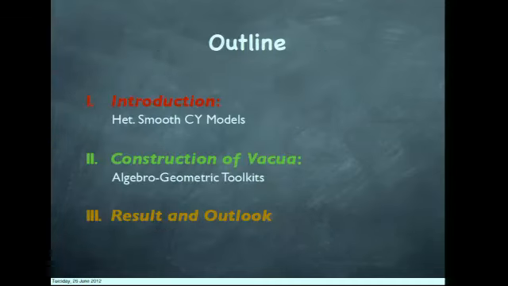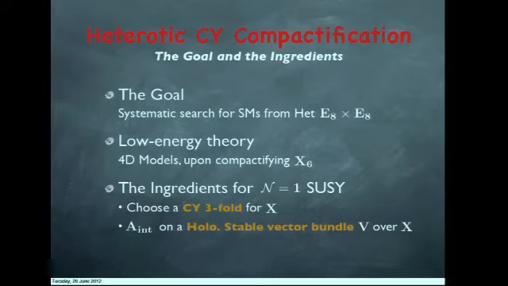So I'll start with some rudiments of heterotic smooth Calabi-Yau models, and I'll describe how we actually construct the vacua using some algebraic geometry toolkits, and I'll finish with results and outlook. So our goal is to search for the standard models coming from heterotic E8 times E8 theory, and actually to do so in a rather systematic and algorithmic manner.